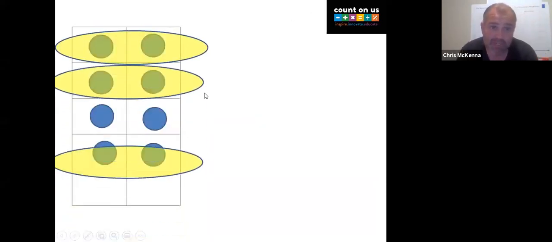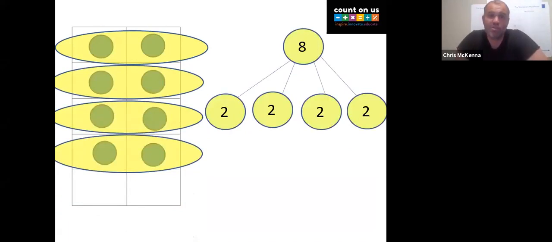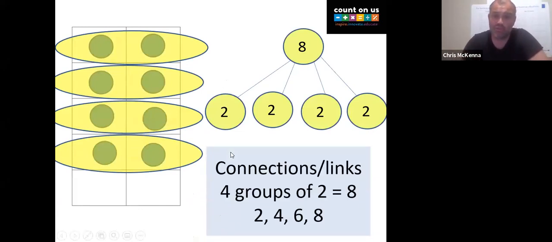Another way, just looking at that one picture, somebody might see it go up in twos. So we might see, well, actually, 8 is 2 plus 2 plus 2 plus 2. Or again, the connections are linked. You can talk about, well, 4 groups of 2 equals 8, or just go up in twos, 2, 4, 6, 8, and so on.